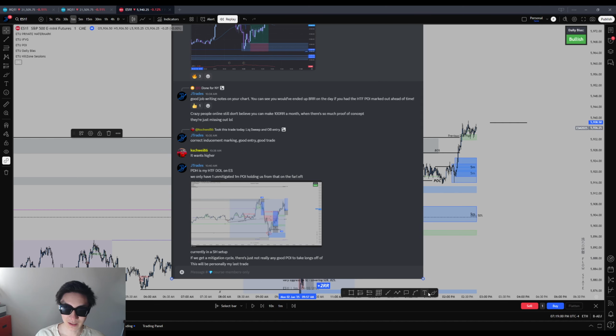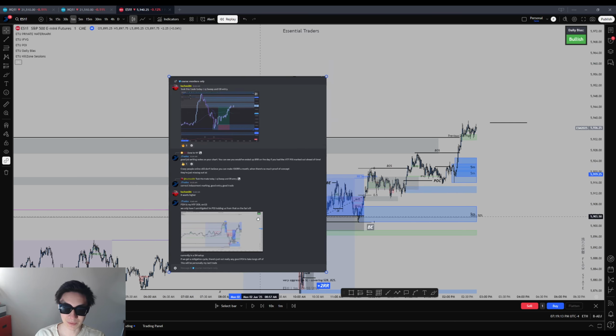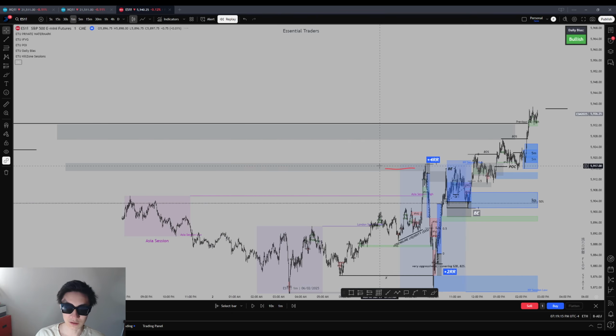And like I said, I at least sent the screenshot of the setup here, stop on the setup that I'm currently in. And I said, if we do get a mitigation cycle, there's really no good PY. So me personally, I'm thinking this has a very high probability of hitting because of that reason. So I'm gonna close that out and delete that from the chart now.